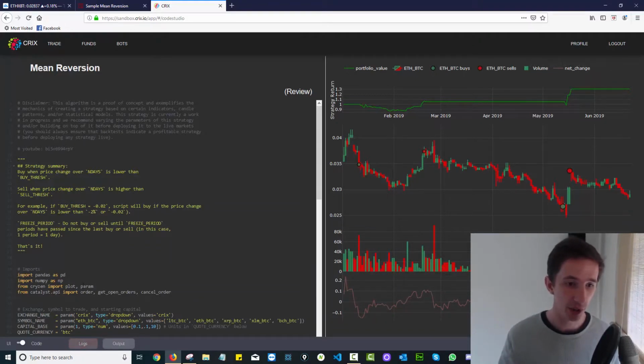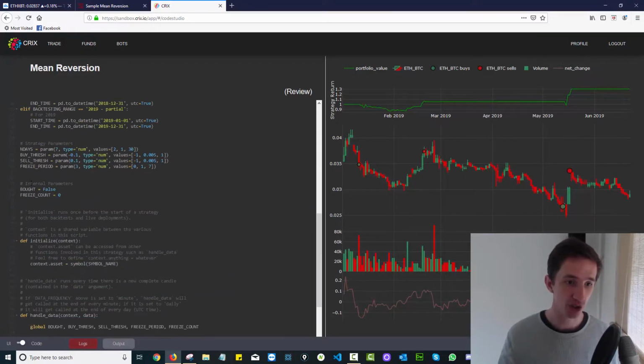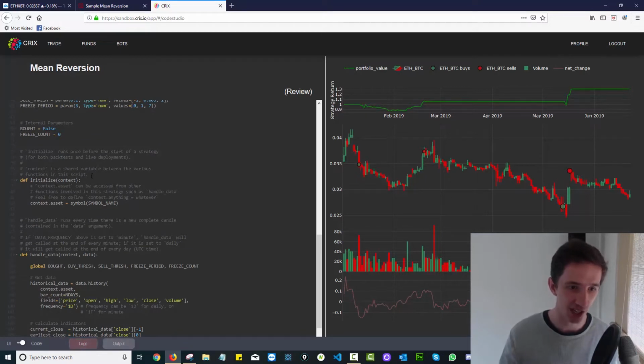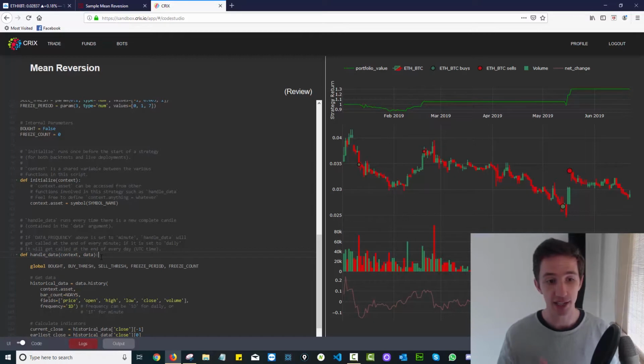In fact, when you look at the actual structure of the code, this initialize context, this handle data, which I'm going to talk about in future videos, is pretty much exactly the same. It's very similar to the zipline framework for Quantopian. So anyone who's used to trading with Quantopian is going to find this really, really straightforward, and they're going to be able to take strategies they're aware of very quickly and deploy them on crypto and see how profitable they would have been.